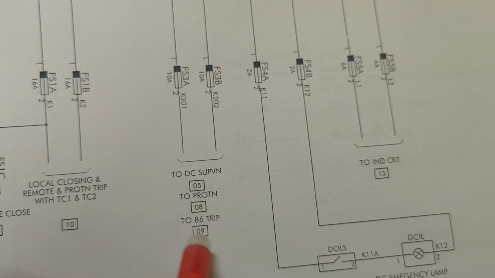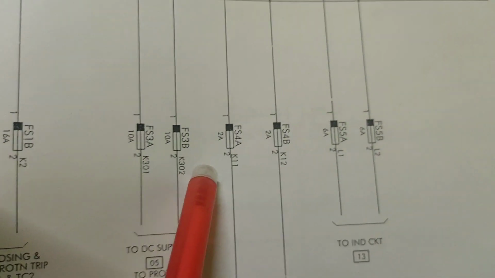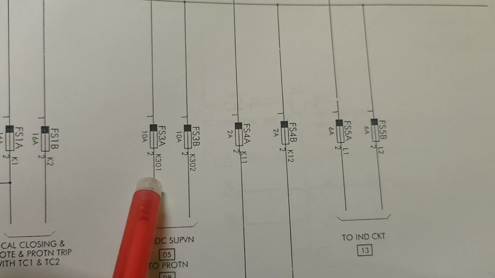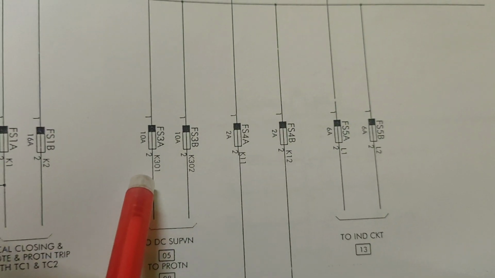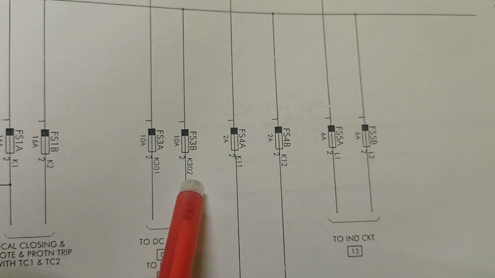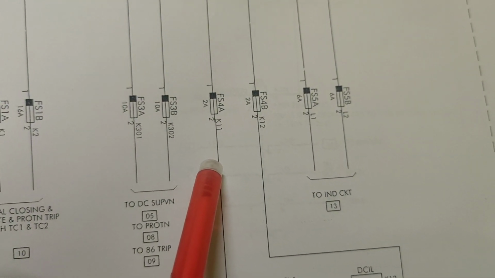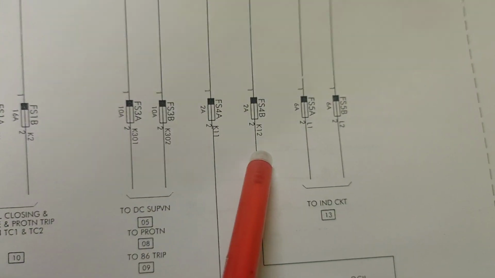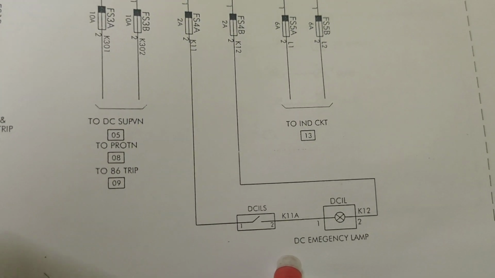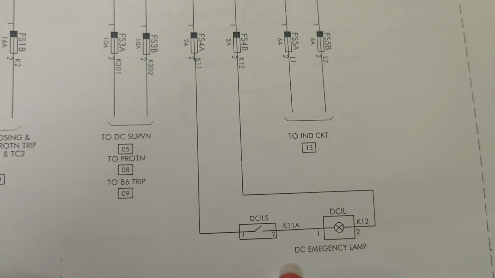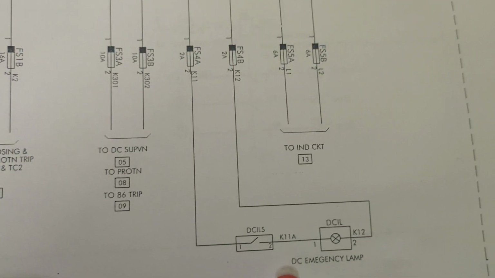Here is the protection circuit to the 86 trip. Here we are using the 10 ampere fuses FS3A, FS3B, and the control circuit name is given just for identification. Here K301 and K302 are used, and another parallel path uses FS4A, 2 ampere, K11 and K12 for the DC emergency lamp and one switch to check whether DC is present in the control and relay panels or not. It is used for DC checking purposes.